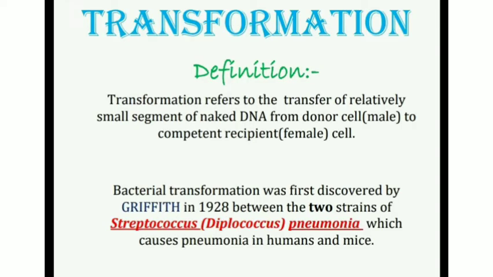Transformation. Transformation refers to the transfer of a relatively small segment of naked DNA from a donor cell to a competent recipient cell, that is, male to female. Bacterial transformation was first discovered by Griffith in 1928 between two strains of Streptococcus pneumoniae, which causes pneumonia in humans and mice.